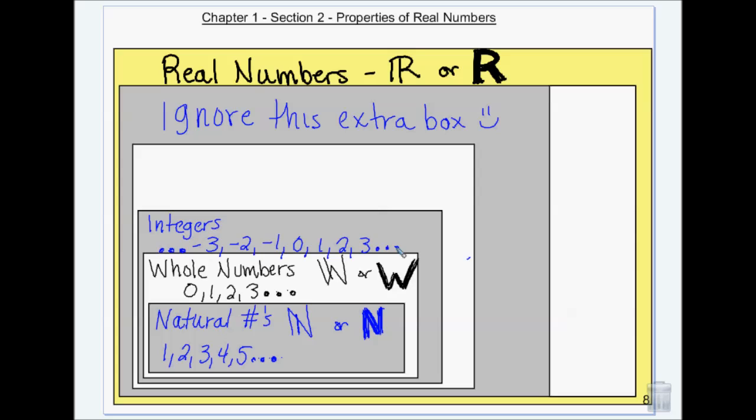And those are symbolized with a Z. And the Z is kind of like, I didn't draw that right, double, like that, or bold. Okay. Then the next largest doll, those are the rational numbers.